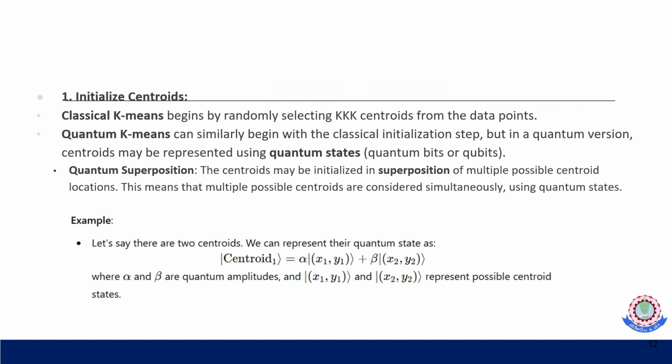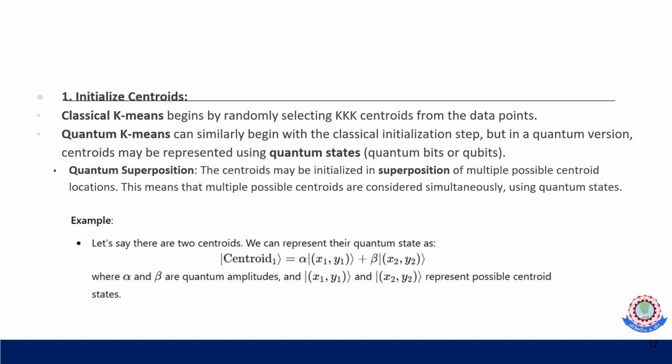So in the initial centroid step, classical K-means begins by randomly selecting K centroids from the data points. Quantum K-means can similarly begin with the classical step, but in a quantum version, centroids may be represented by quantum states, quantum bits or qubits. Quantum superposition: the centroid may be initialized in a superposition of multiple possible centroid locations. This means that multiple possible centroids are considered here. So we may have multiple centroids here.